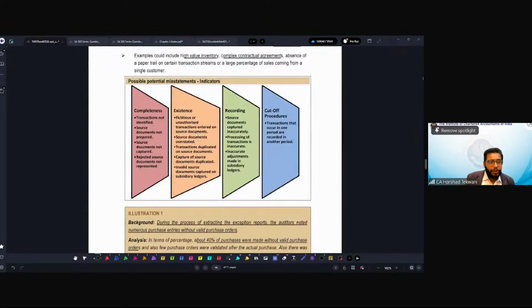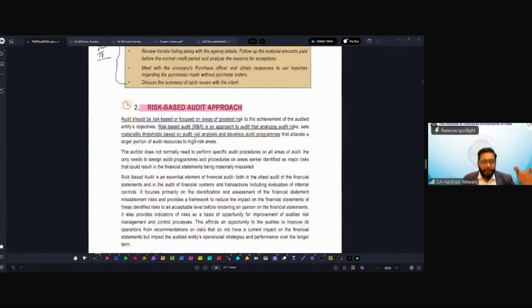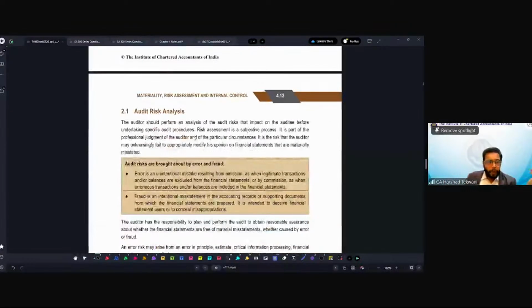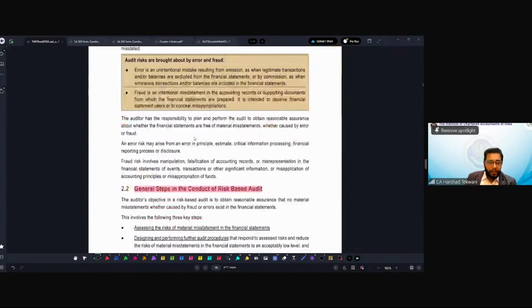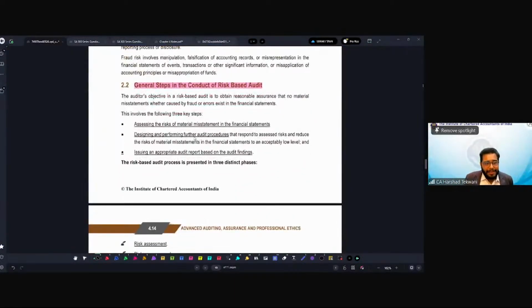Then you have the possible potential misstatement indicators at the assertion level. Some examples are there. Very good example, you should read. Then risk-based audit approach, we discussed that also. Audit risk analysis, that is how we need to perform the risk assessment. General steps like assessing the risk of material misstatement. So, risk assessment.